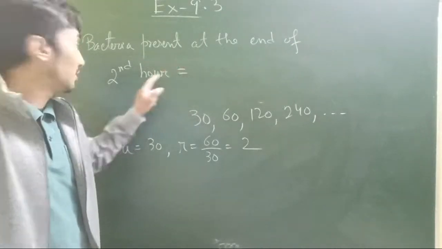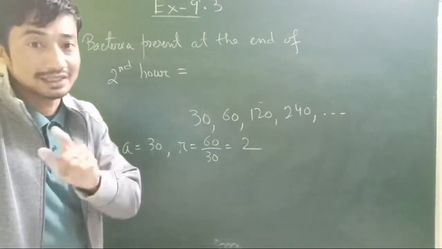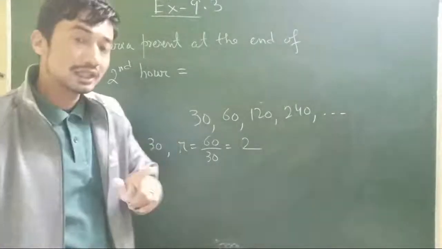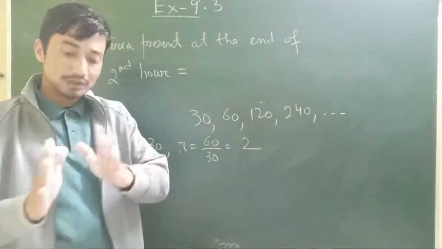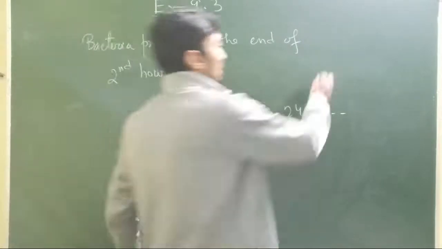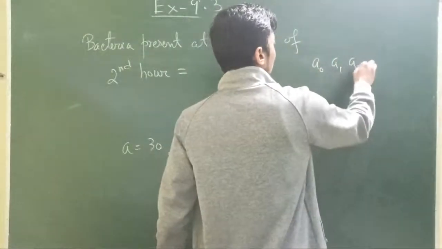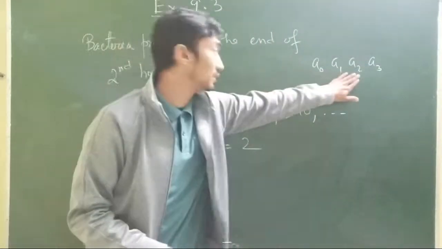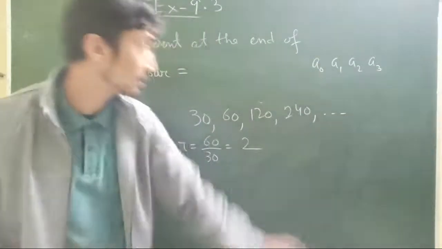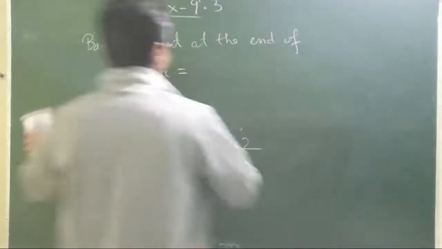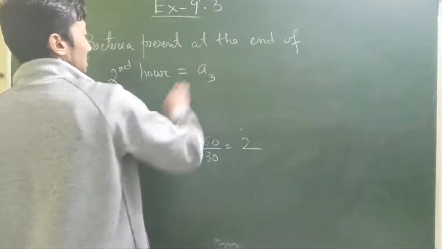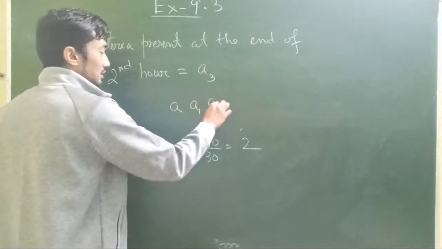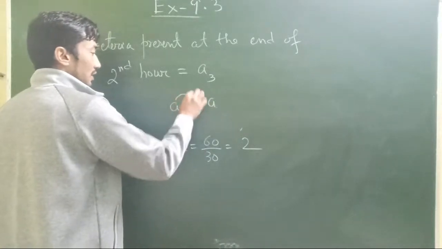Bacteria present at the end of second hour. Second hour. So yes, exactly, third term, A3. Perfect. Because just now, what did I say? After 1 hour, after 2 hours, after 3 hours. So that goes as A0, A1, A2, A3, something like that. Okay, this is the first term. So at the end of second hour, that's going to be the 3rd term. So this is the first hour, this is the second hour.